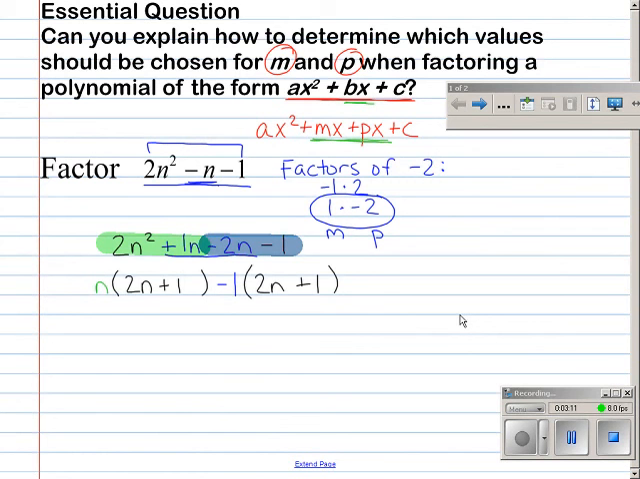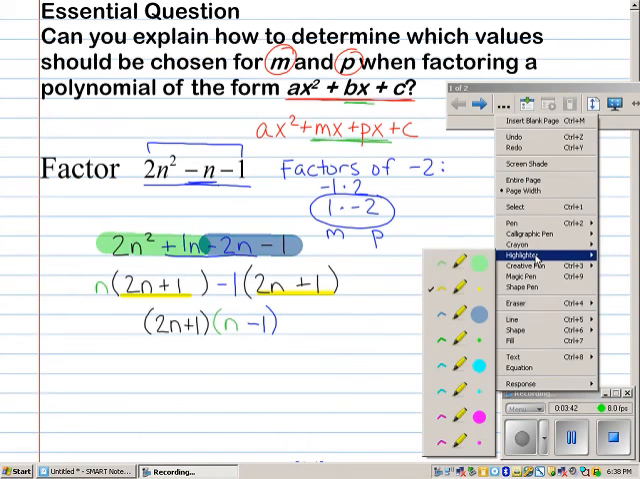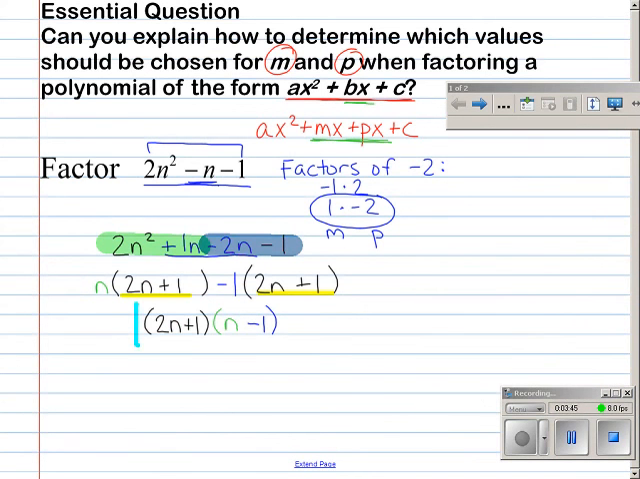So now we look at those 2 terms, and we see that they now have a greatest common factor of 2n plus 1. So we're going to rewrite our final answer as 2n plus 1 times n minus 1. So our final answer for this polynomial will be 2n plus 1 times n minus 1.